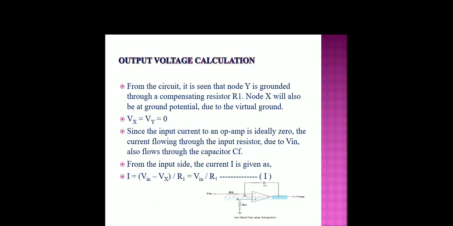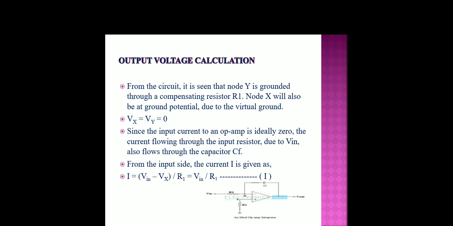Now, from the circuit diagram, node Y is connected to ground through a resistor and node X is at virtual ground. Therefore, both these points, or potentials, are equal. So we can say Vx is equal to Vy is equal to 0, because one is connected to ground and the other is virtual ground. So Vx is equal to Vy equal to 0.